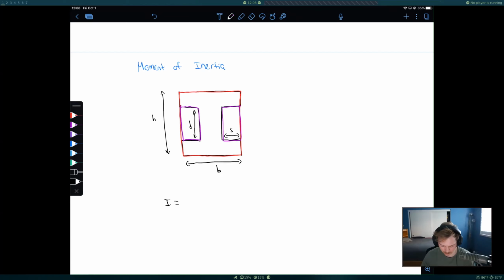All right, and what we get is 1 divided by 12 times the base times the height cubed, minus 2 times 1 divided by 12 times s times d cubed. Let's just double check I wrote it down right. Yeah, okay. So that's going to be our formula for the moment of inertia for the I-beam.